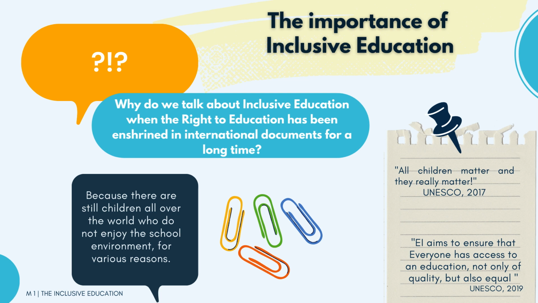All children matter, and they really matter. These are the words of UNESCO. In the document it issued in 2017, inclusive education therefore aims to ensure that each and everyone has access to an education that is not only of quality, but also equal.